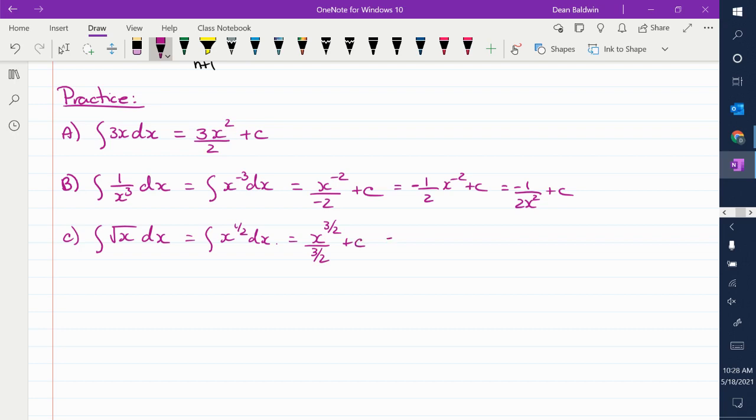And that's ugly, so we're going to clean that up. When you're dividing a fraction, you flip and multiply. And that's your answer. Again, how could you check? Take the derivative, see if you get the original back. Okay, that's how you can do all of these.